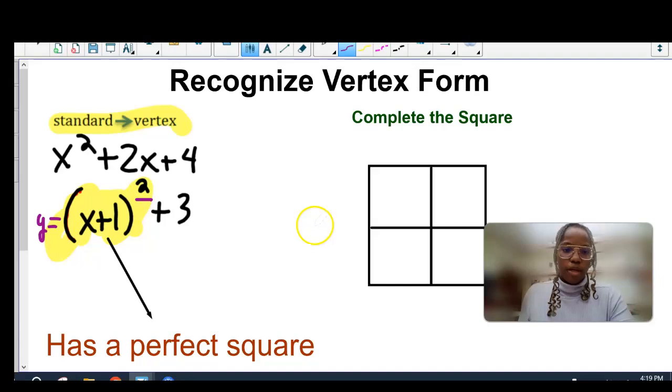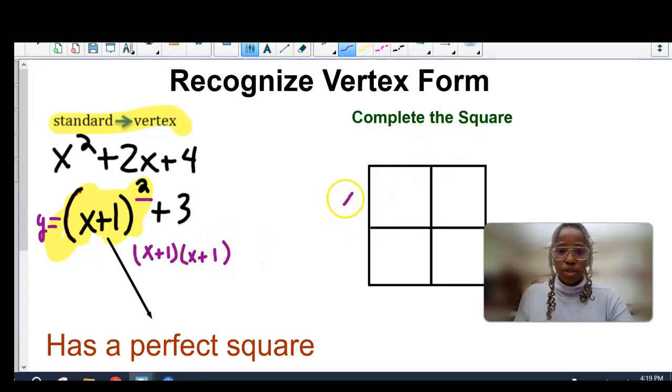And again, it's squared because it's quadratic. So if you were using the box method and you were to expand this out, this would be x plus 1 times x plus 1. The idea of a square is that you want to multiply the same thing twice. Just like a square, like a 3 by 3, the length and the width are going to be the same. In this case, the binomial is being multiplied twice. Okay, so all vertex equations have this form here.